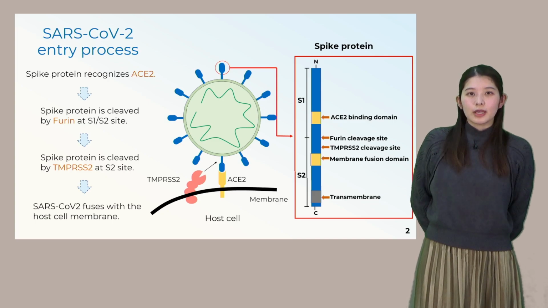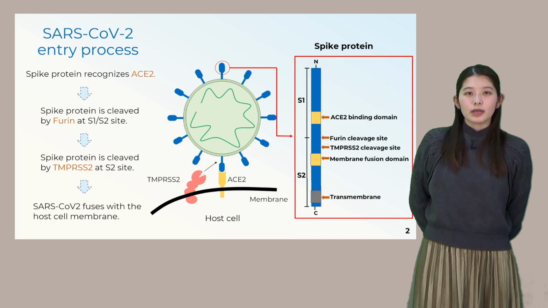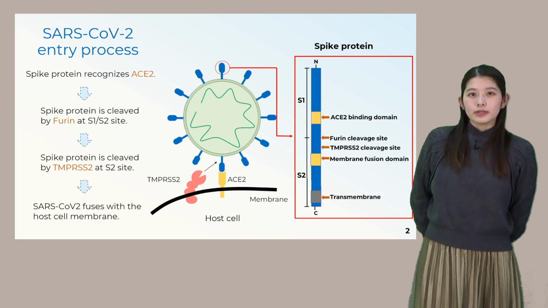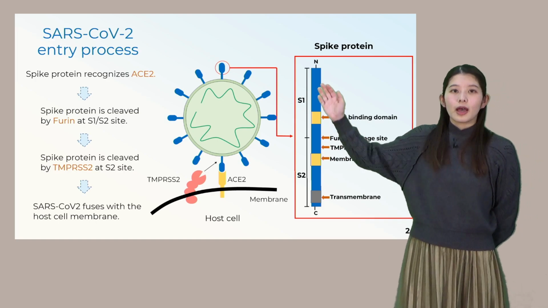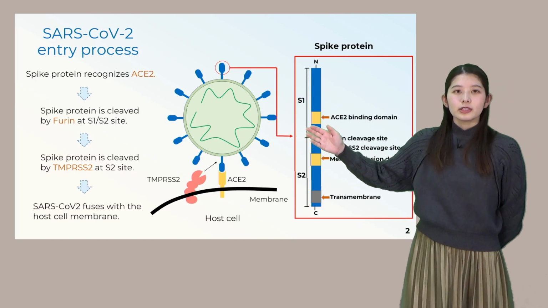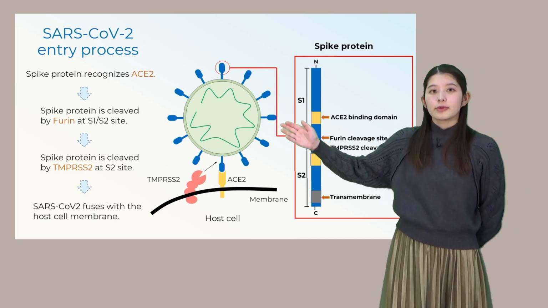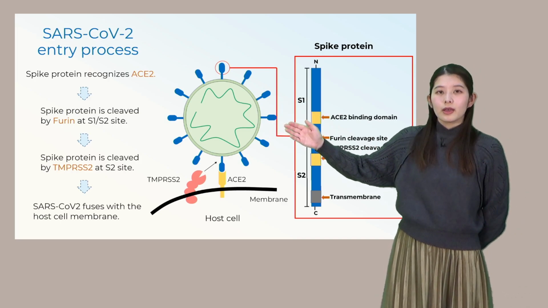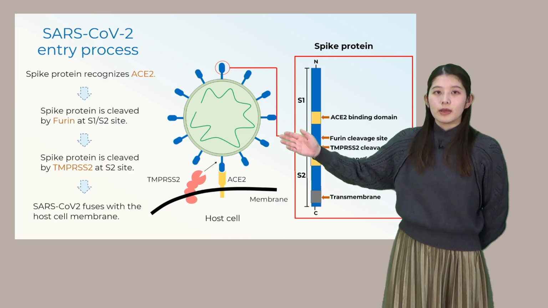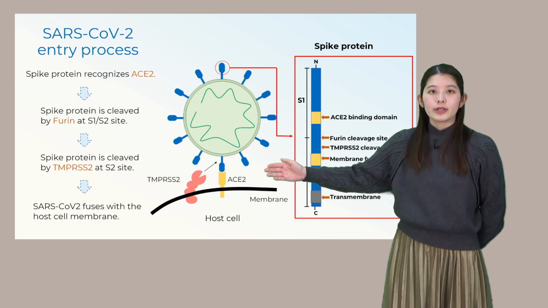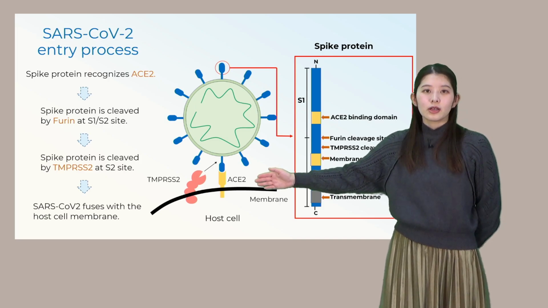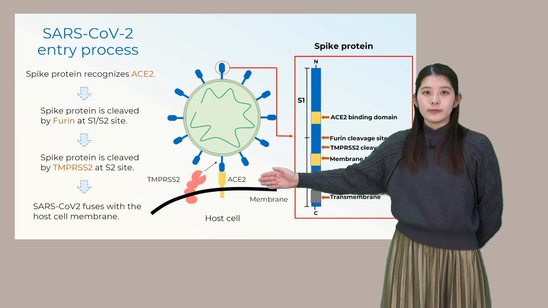Severe acute respiratory syndrome coronavirus 2, SARS-CoV-2, is a causative agent of the ongoing pandemic disease COVID-19. The virus is an enveloped, single-stranded RNA virus, and it contains spike protein on the surface which is responsible for invasion. For the entry process, first, spike protein recognizes a membrane-bound protein on the surface of the cells known as angiotensin converting enzyme 2, ACE2.